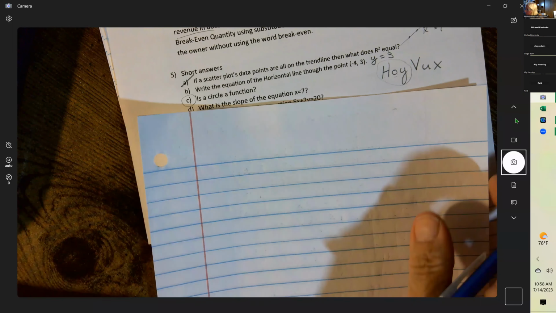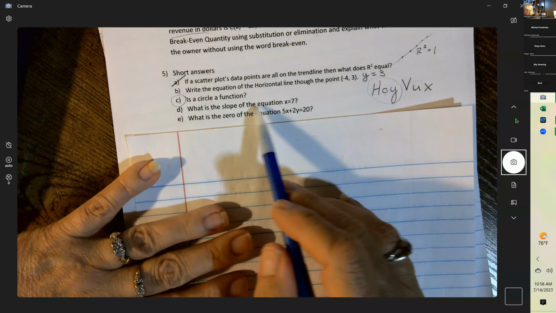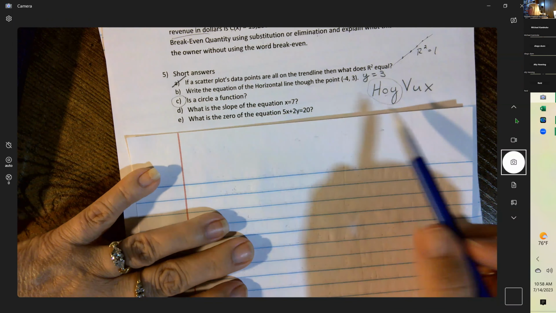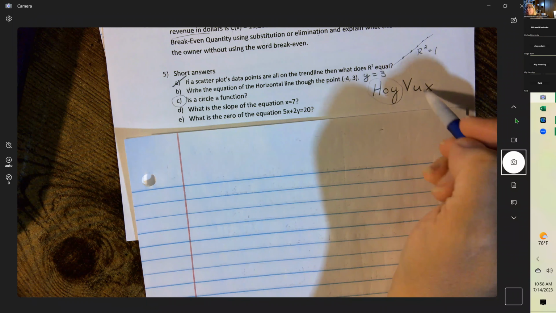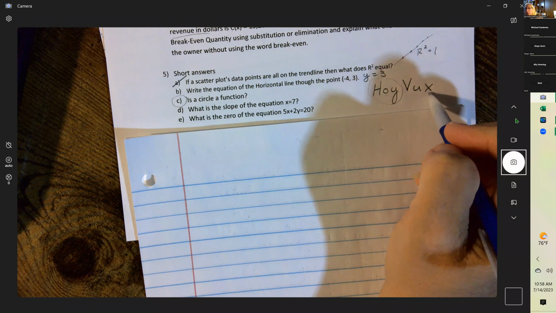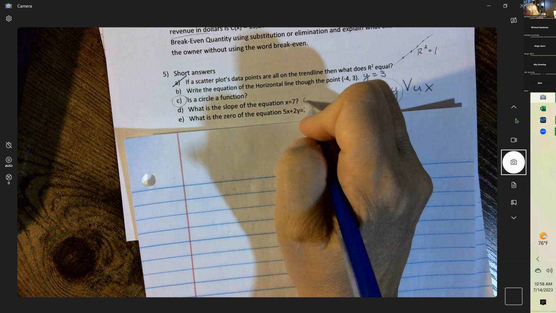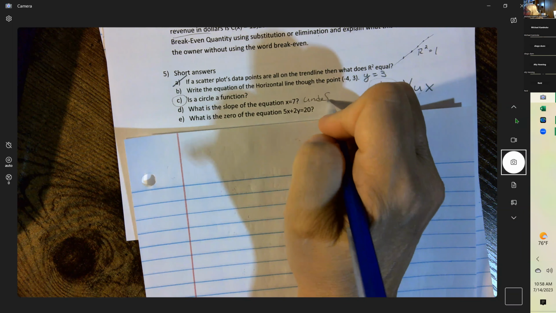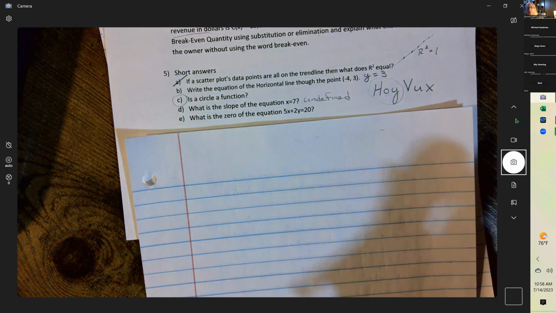What is the slope? Oh, that's another one, way back. What is the slope of the equation x equals 7? X equals 7, slope's undefined. Any questions on that?